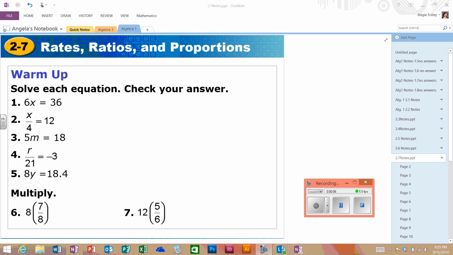So here we go with Algebra 1, Lesson 2.7. Today we're going to talk about rates, ratios, and proportions. Let's start with our warm-up. Hope everyone did it and you're good students.